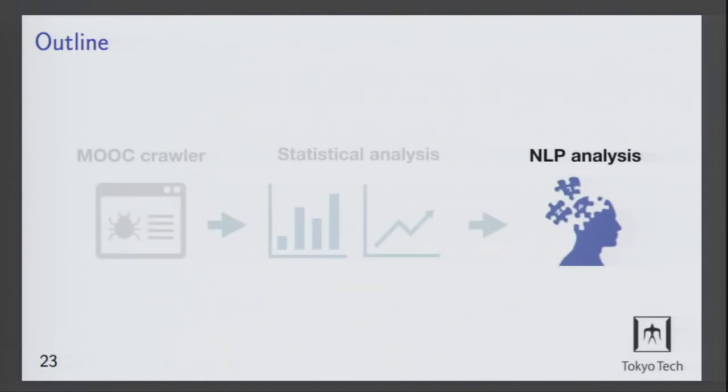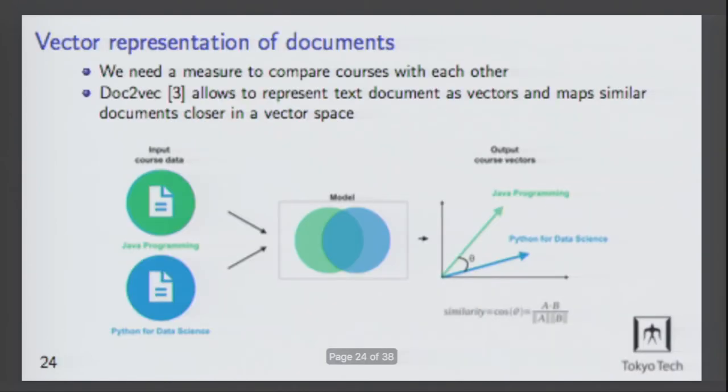Okay, so we're done with the statistical information. Now let's move on to NLP analysis. So why did we decide to measure the course components? When we try to compare the course components with each other, we had to have some measure. So that's why we came up with the doc2vec model, which allows us to represent documents as vectors and apply vector operations to map and to identify the similarity between these courses.